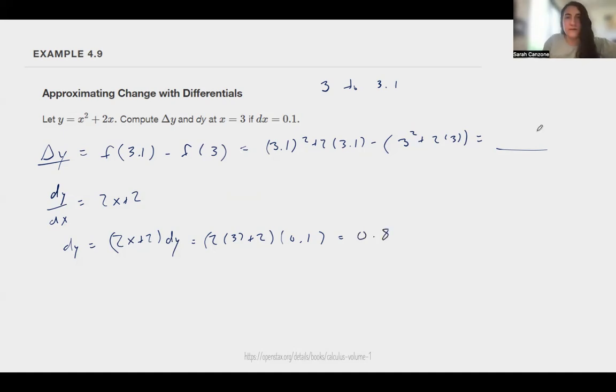And this value here, let me actually go ahead and compute that. So given this, we have 3.1 squared plus 2 times 3.1 minus 3 squared plus 6, which is 0.81. I apologize. I changed my second value a little bit. So we have 0.81 and 0.8. So the change in y is actually 0.81. The differential, if you were to compute it, is 0.8. They are very, very, very close. And that's exactly what we're looking for here.